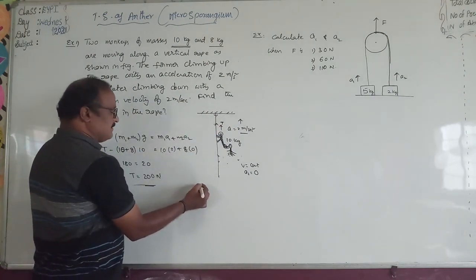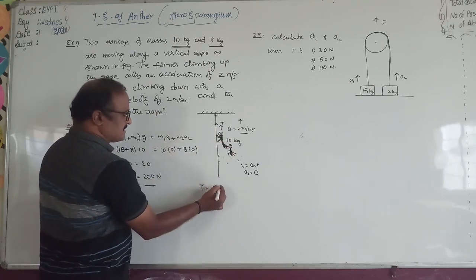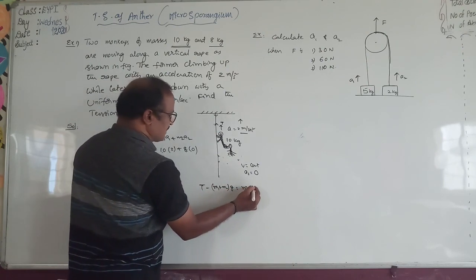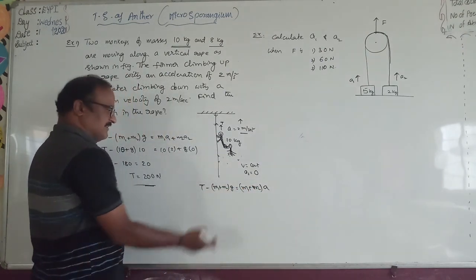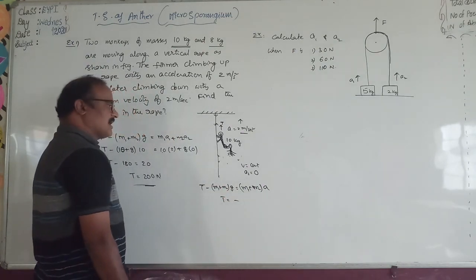Tension capital T minus the weight of both the monkeys, (m1 plus m2) into g, is equivalent to (m1 plus m2) into a. From this we can calculate the value of T.